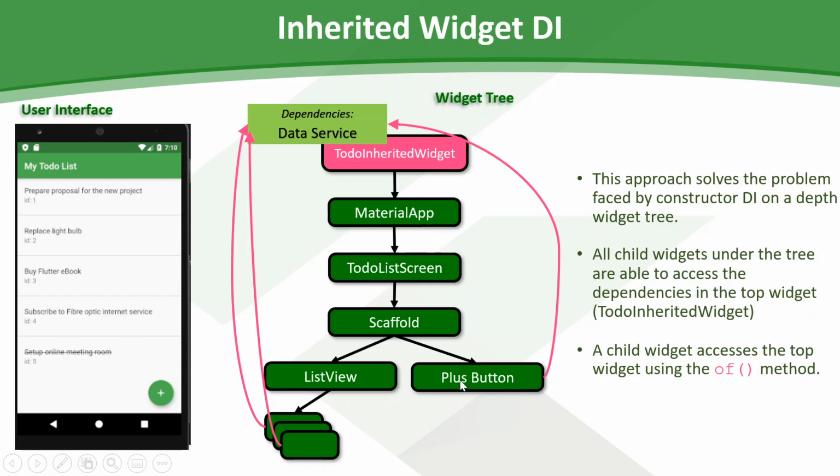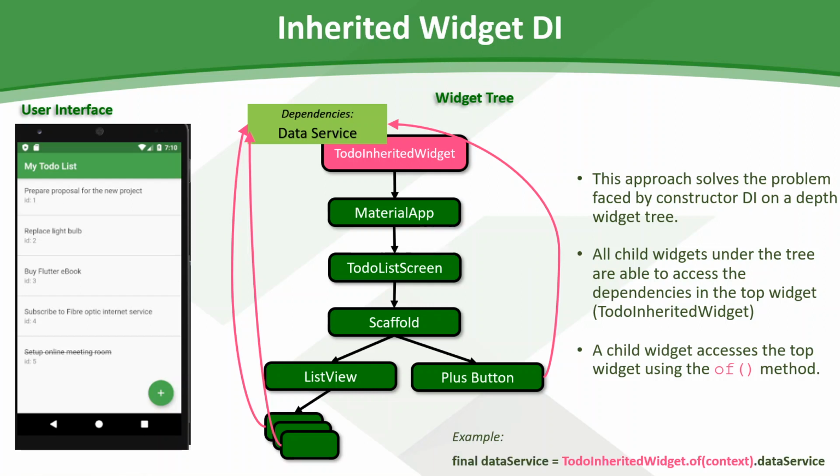Okay, so if the plus button or any of these objects requires something from above, then you use dot of. But keep in mind, dot of only works on an inherited widget, and not all the widgets here are inherited widgets. In order to make this work, you must have an inherited widget. So the way you want to do it, whether you use an existing one or you extend from InheritedWidget, we are going to do that later in the demo.